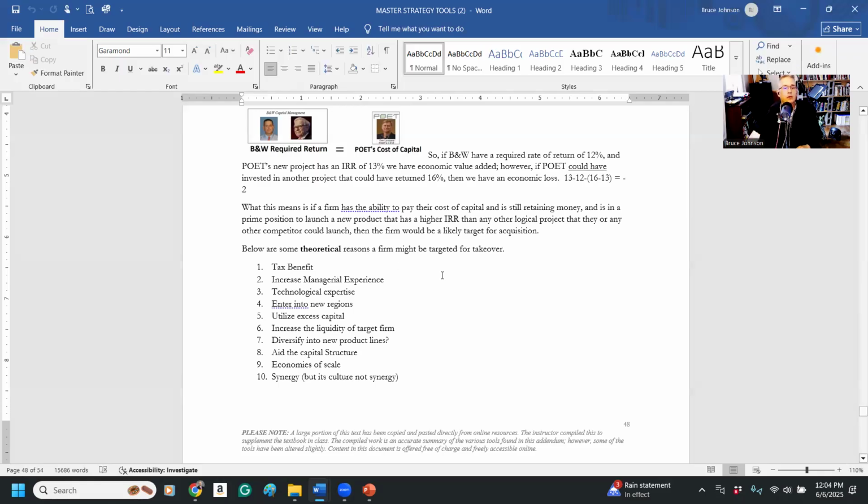Okay, so here are some theoretical reasons that a company might be targeted for takeover. One is there's a tax benefit. Another might be that there's a key person in that company that has some type of experience, either managerial or technical experience, that would be very valuable to the parent company. Okay, that's two and three. The company is trying to enter into a new region. So think about the Ansoff matrix. Same product, we're just trying to find new people to sell to.